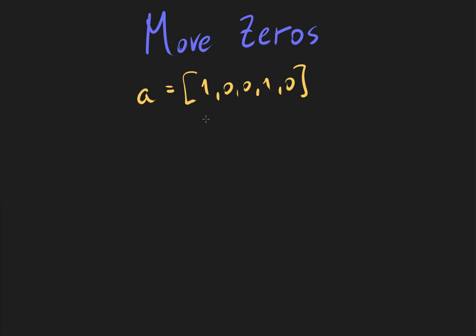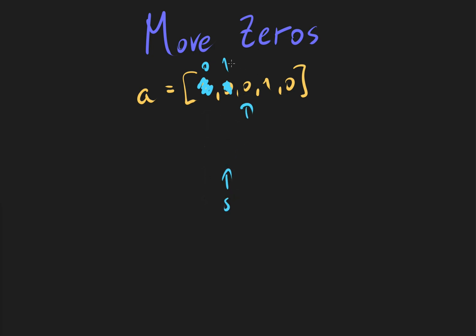Now, if we use the two-pointer approach, so we have a fast pointer and a slow pointer here, what we can do is advance the fast pointer and swap the numbers only if we hit 0. So now the fast pointer points to 1, so we can advance. The fast pointer points to 0, now it's time for swapping. So we swap those two numbers. So we have 0 and 1. And we advance both pointers, the slow and fast pointer.